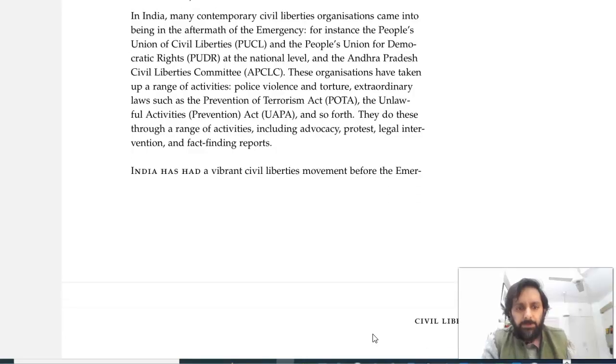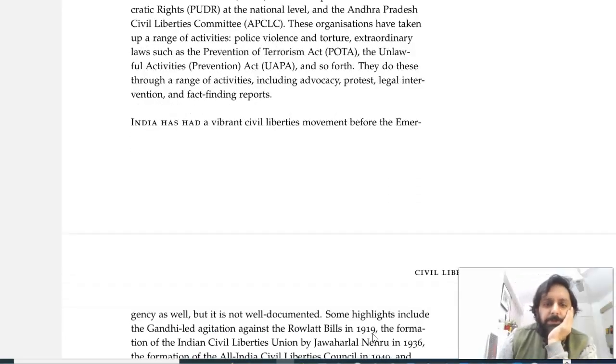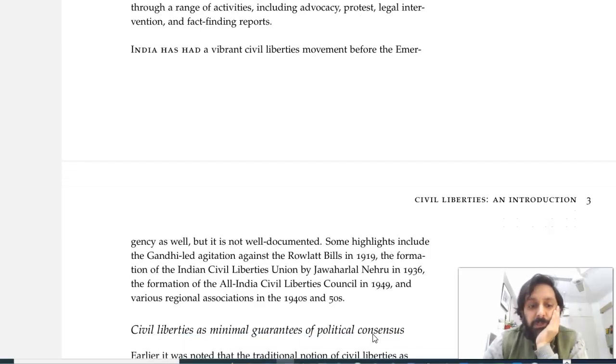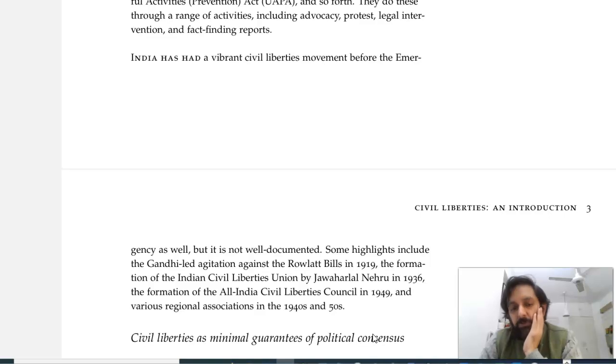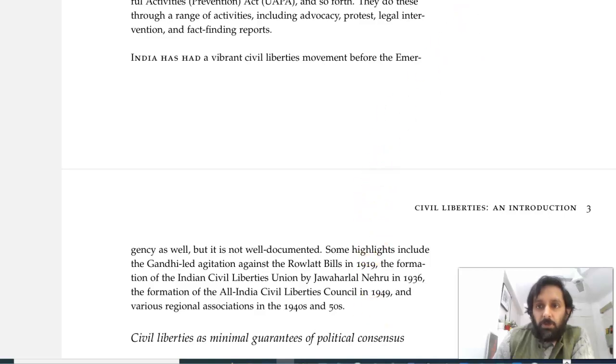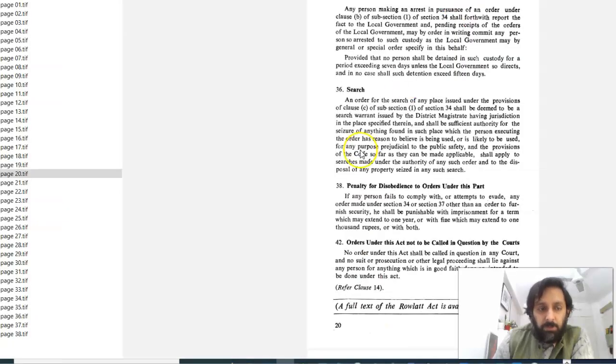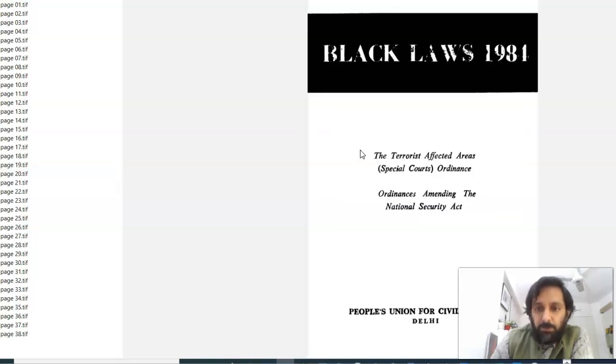Now, as it happens, India has actually had quite a vibrant civil liberties movement before the emergency, but it's not actually well documented. I think of the agitation against the Rowlatt Bills in 1919 as a form of civil liberties agitation, and I want to just show you a document that the PUCL brought out in 1984. It's called the Black Laws 1984, and it's a criticism of the Terrorist Affected Areas Ordinance.